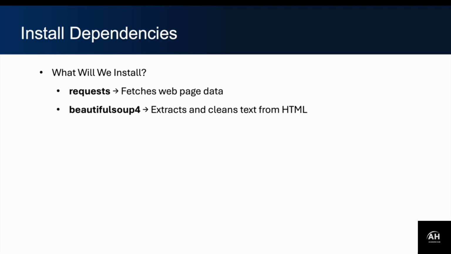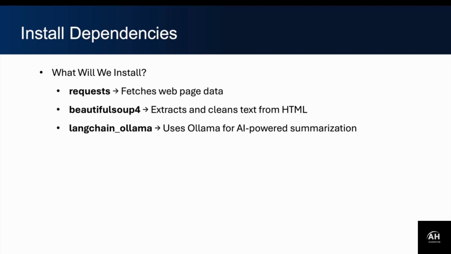Our first step, as always, is to install the required dependencies. Before we begin coding, let's look at all the different libraries that we need. We will be installing requests, which fetches web page data. We'll be using BeautifulSoup 4, which extracts and cleans text from HTML. We'll be using our usual langchain_ollama, which uses Ollama for AI-powered summarization. And we'll be using Streamlit to build a web UI for the web scraper.